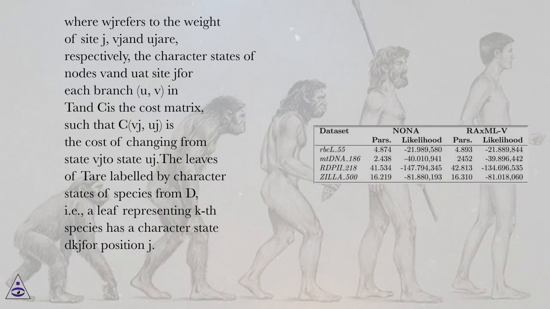for each branch (u, v). Then C is the cost matrix, such that c(v_j, u_j) is the cost of changing from state v_j to state u_j. The leaves of T are labeled by character states of species from D, i.e., a leaf representing the kth species has a character state for position j.